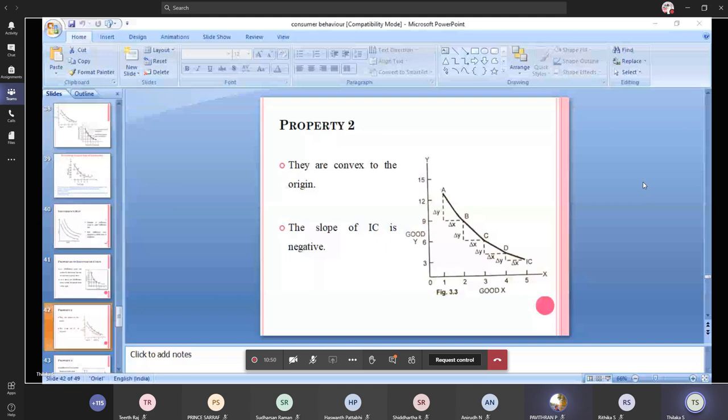Okay. Property 2. This property 2 says the indifference curve is always convex to the origin. And this is because of the diminishing marginal rate of substitution. This is the diagram which we already discussed in the diminishing marginal rate of substitution. So delta y refers to the units of the commodity which a consumer was ready to give up, and delta x is the units of the commodity which he is going to add. Instead of delta y, he is going to add delta x.